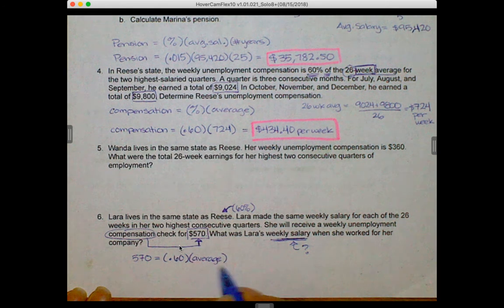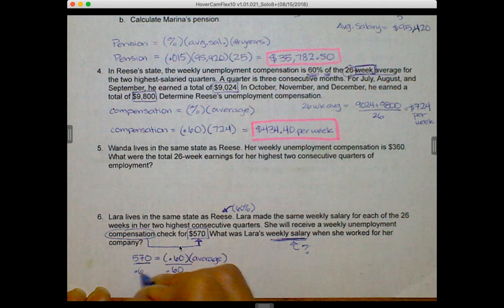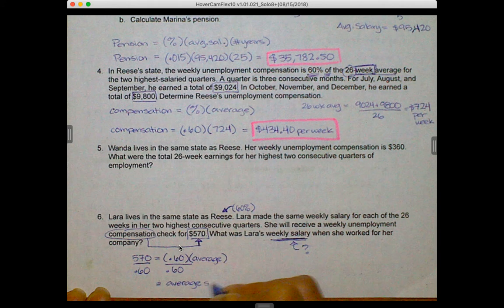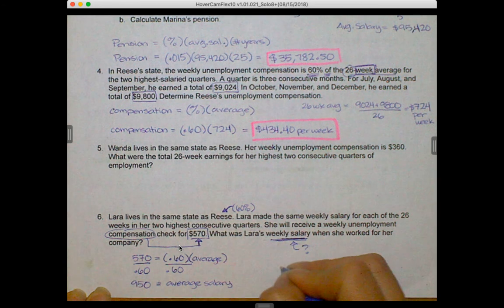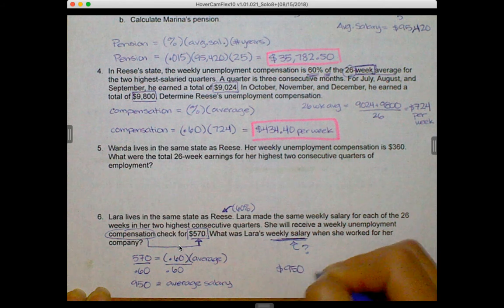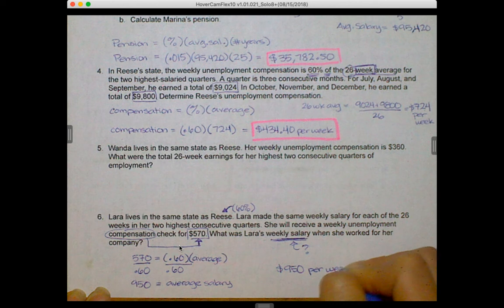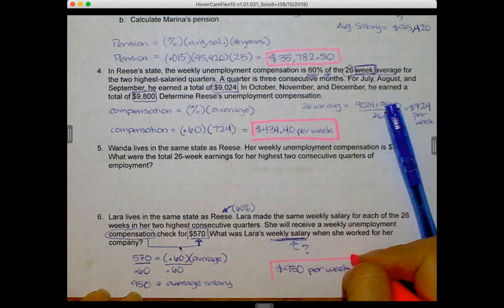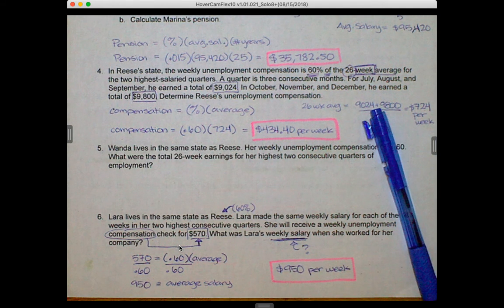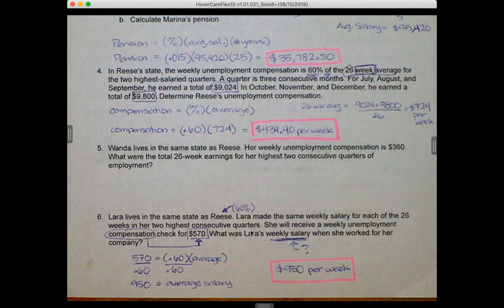We're trying to solve for this variable, let's just call it A for the average. We would divide by 0.60 on both sides. So your average salary is going to be, once we divide, $950. So the answer, remember this is a weekly salary, is $950 per week. So there's my average weekly salary.